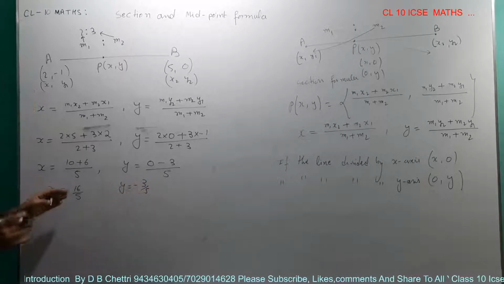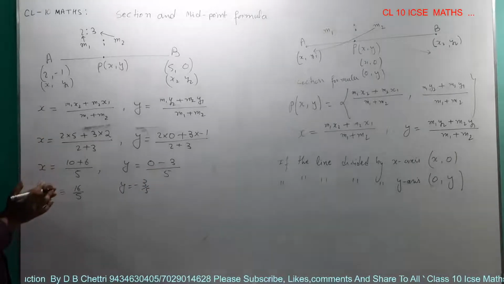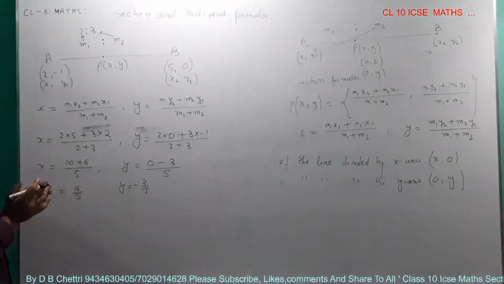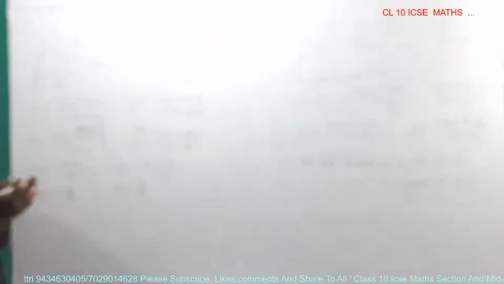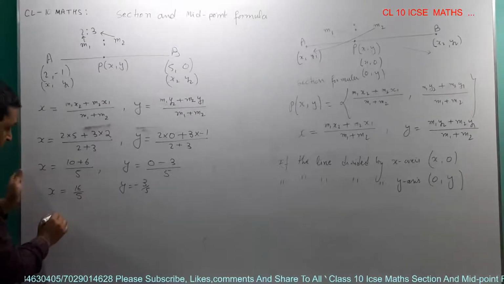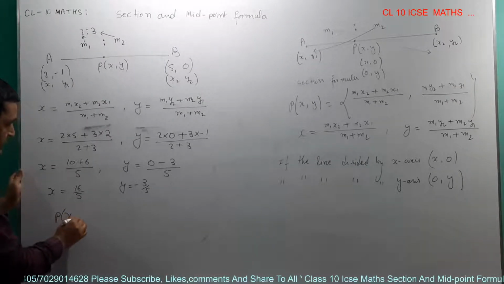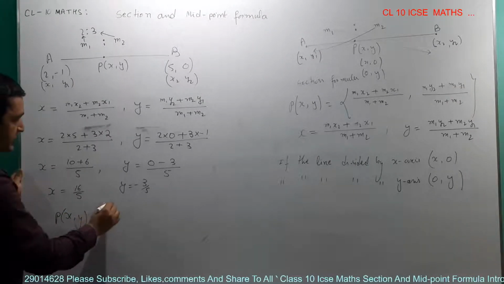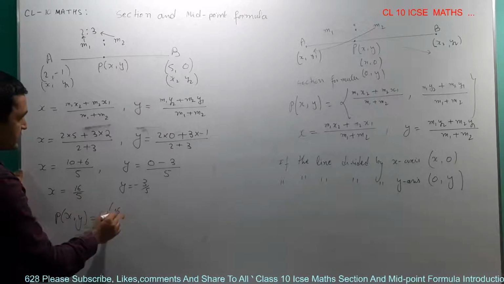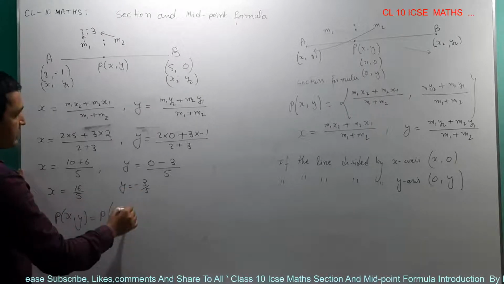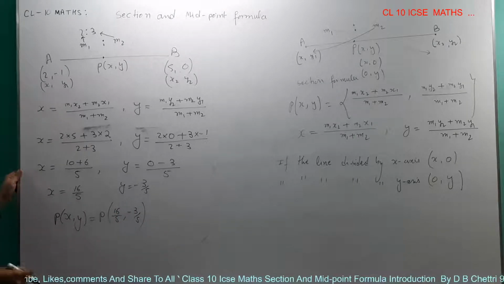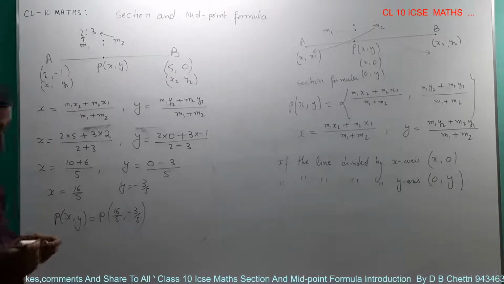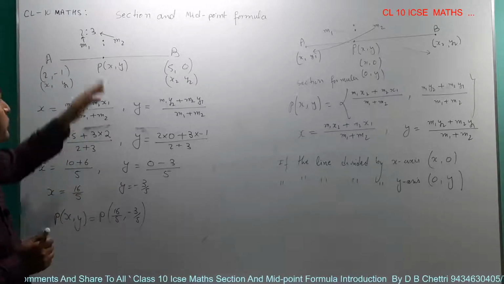After getting the values of x and y, please write them together, because to write the coordinate of any point, we have to write the values of x and y together. Then the coordinate of P, (x, y), means in place of x 16 by 5, and in place of y minus 3 by 5. This way we have to utilize the section formula to find the coordinates of unknown points.